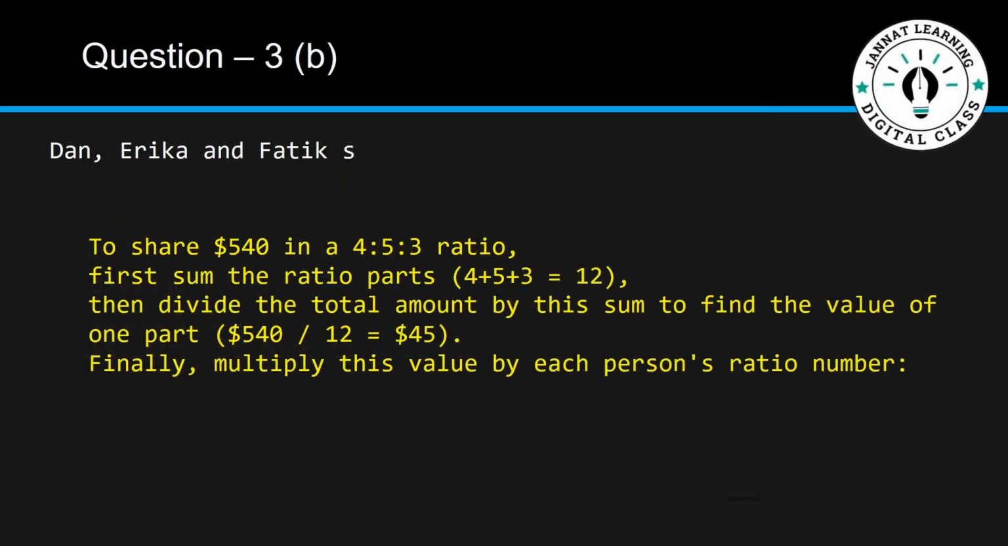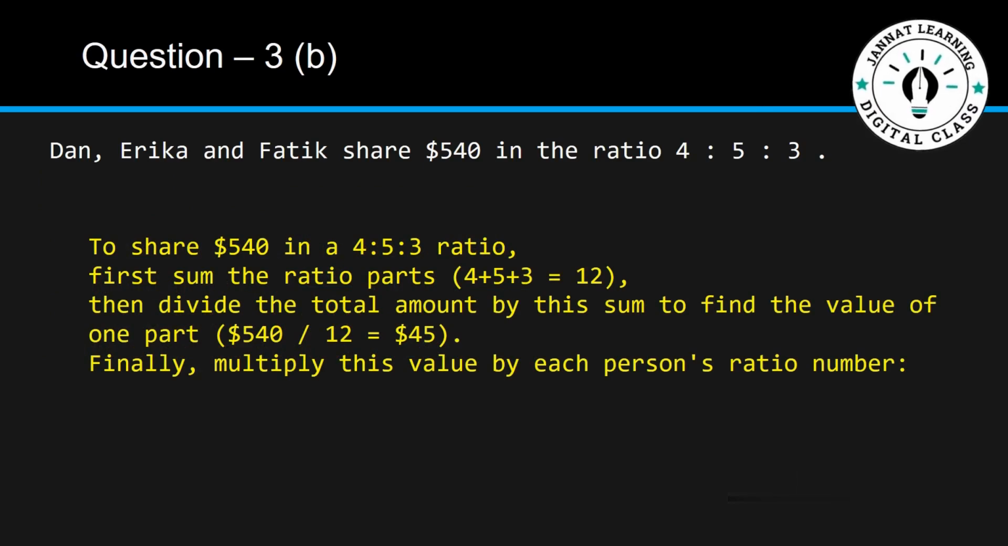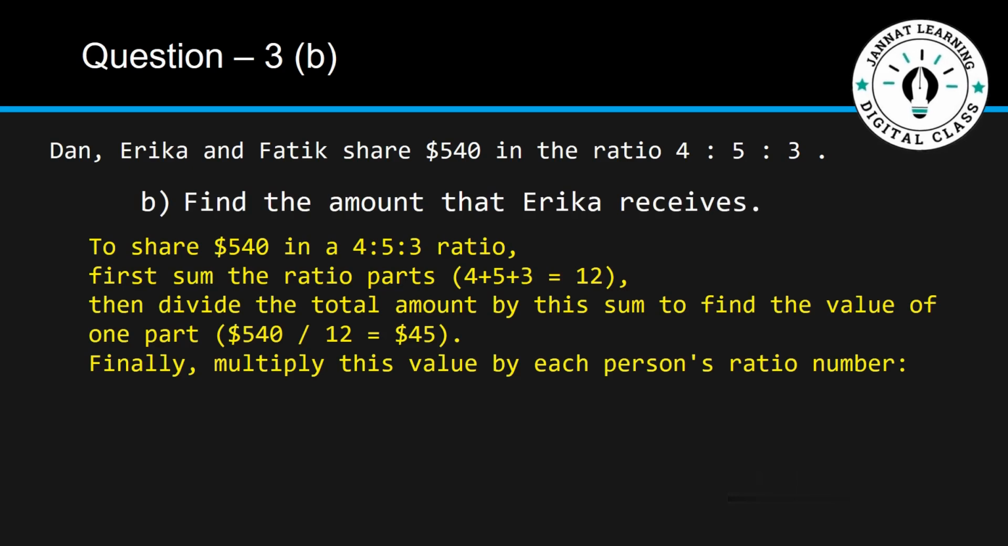Dan, Erica and Fatik share $540 in the ratio 4:5:3. Find the amount that Erica receives. To share $540 in a 4:5:3 ratio, first sum the ratio parts. 4 plus 5 plus 3 is equal to 12. Then divide the total amount by this sum to find the value of one part. $540 divided by 12 equals $45.